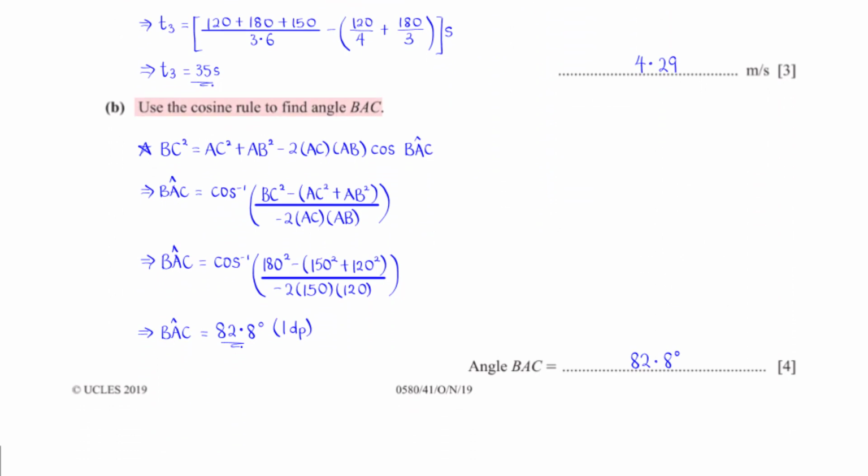Use the cosine rule to find angle BAC. This is what we have when we apply the cosine rule to triangle ABC. When we make angle BAC the subject, we get cosine inverse of B squared minus the sum of AC squared and AB squared, divided by negative 2 times AC times AB. BC is 180, AC is 150, and AB is 120. When we type this into the calculator, we get angle BAC equals 82.8 degrees, correct to 1 decimal place.